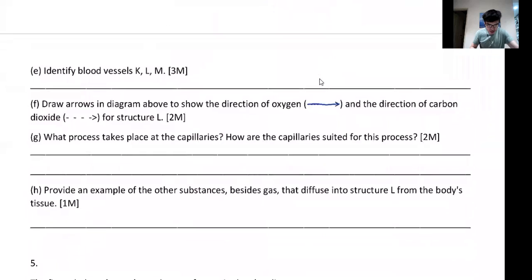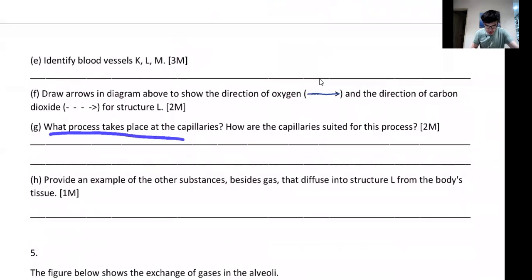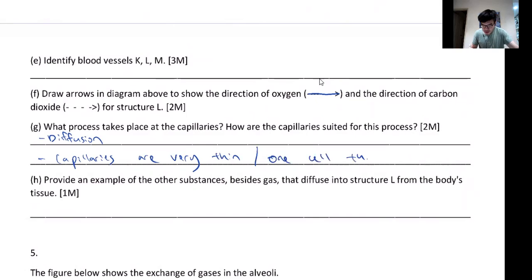So anyway, next, what process takes place at the capillary? How are the capillaries suited for this process? So what's the going in and out thing called? This is called diffusion. Oxygen will diffuse out, carbon dioxide will diffuse in. So why will capillary do this? Because capillaries are very thin, or you can say they are one cell thick.